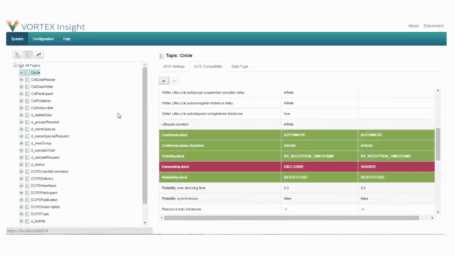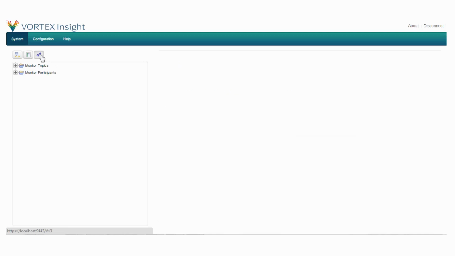The third and last view in Vortex Insight is a threshold-based monitoring view. This view allows us to monitor the amount of traffic being written on a topic, or the amount of traffic a given participant is responsible for. We can then administer the traffic by setting a threshold for the traffic load so that the system will flag threshold violation using the check icon. For example, in this case, the traffic load on the participants is going over the threshold.